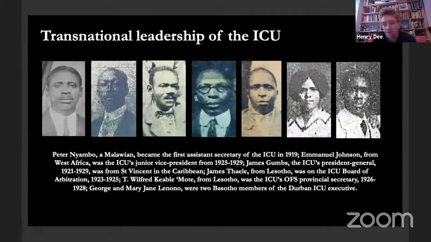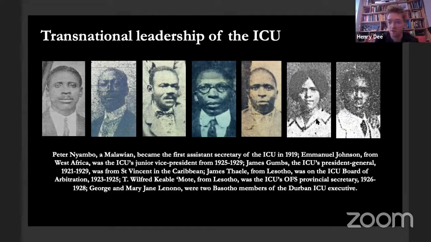So I think it's important to highlight that Clemens Kadalie is one of a number of immigrant leaders within the ICU. Peter Nyambo on the left here is also from Malawi; he's the first assistant secretary. Emmanuel Johnson is from West Africa; he's the junior vice president. James Gumede, born in the Caribbean, is the ICU's president between 1922 and 29. James Tiale is from Lesotho. Thabo Wilfred Kebomote is also from Lesotho, as are George and Mary Lenuno.